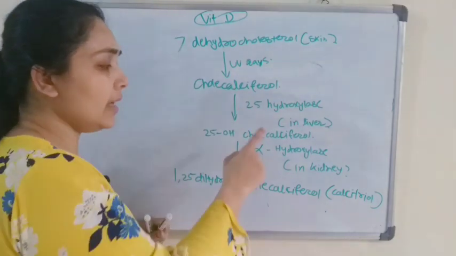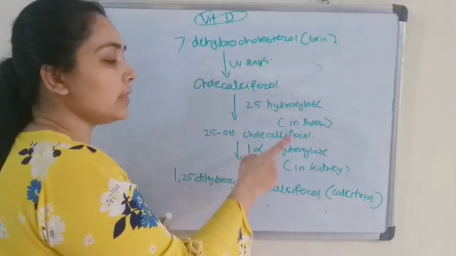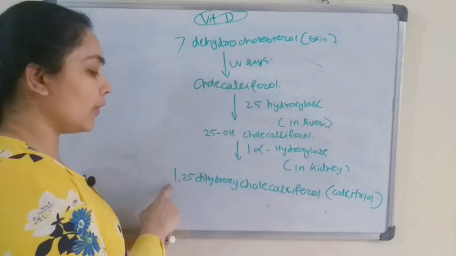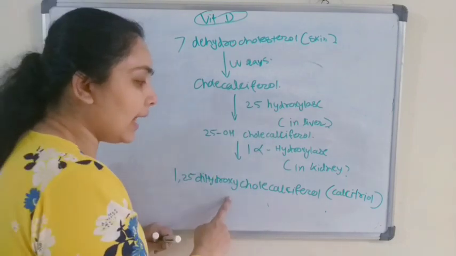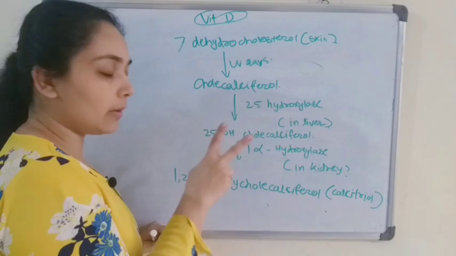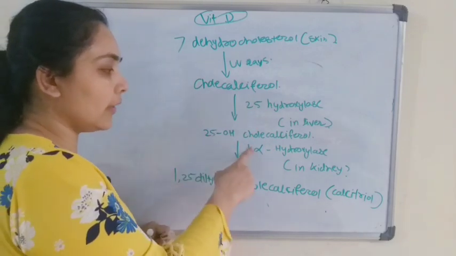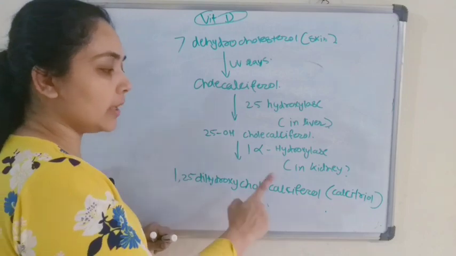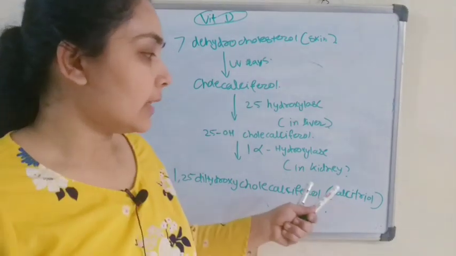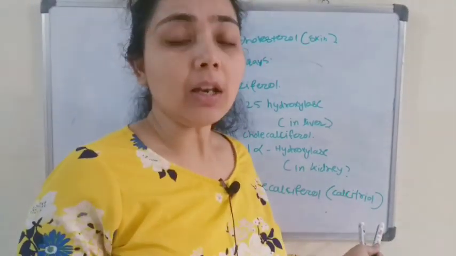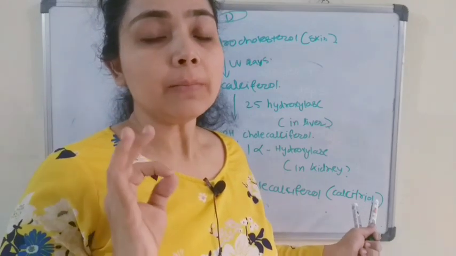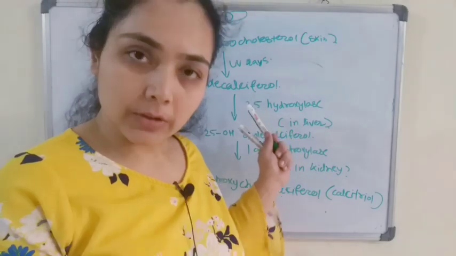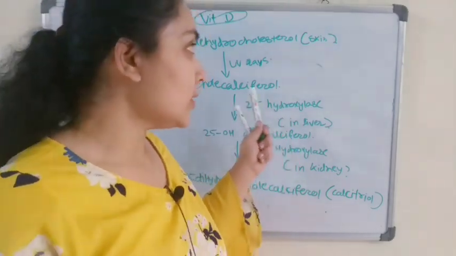Now in the kidney, 1-alpha hydroxylase will convert 25 hydroxycholecalciferol into 1,25 dihydroxycholecalciferol, because now there are hydroxy groups at two positions, 25 and the first. So 1,25 dihydroxycholecalciferol is also known as calcitriol, and it is the active form of vitamin D. Okay, so we had discussed two things: synthesis of bile acid, synthesis of vitamin D.